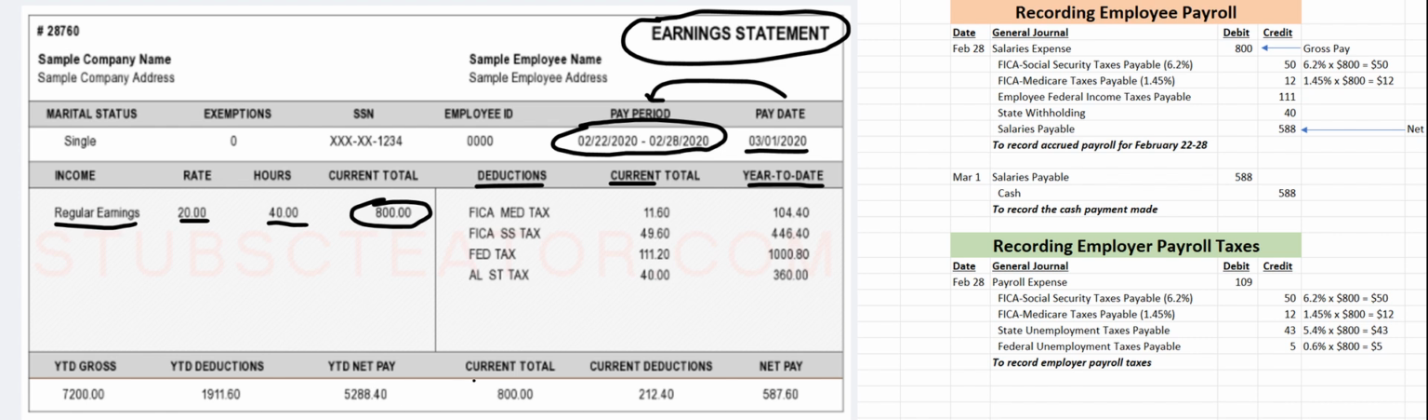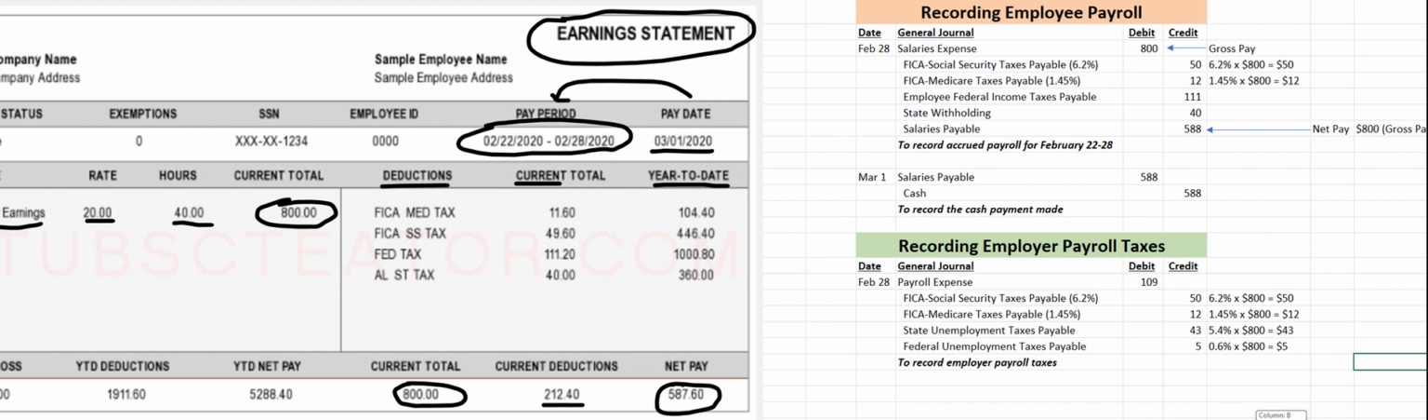Current total, because this is what we really want to pay attention to. The current total is $800. Again, that's your gross pay. Your current deductions, $212. And then you have your net pay of $587. So this net pay here is what you're actually taking home, not the $800, the net pay. The current deductions here of $212 take into consideration all of these amounts here, because these are all deductions that occurred in the current period.